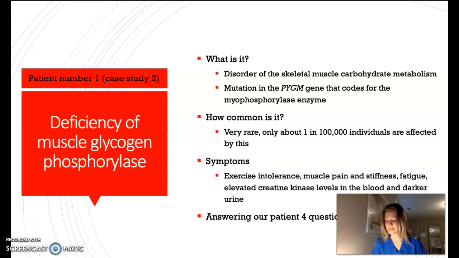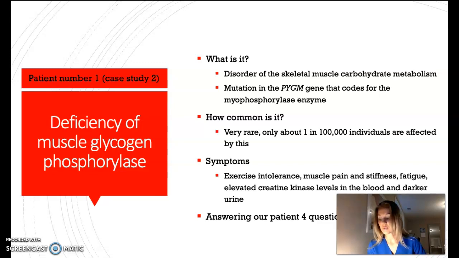The onset of symptoms typically begins in childhood, during the first 10 years of one's life. However, most individuals are not diagnosed until adolescence or their early adult years. Symptoms include exercise intolerance, muscle pain and stiffness, fatigue, elevated levels of creatine kinase in the blood, and darker colored urine. If an individual with GSD5 participates in uninterrupted intense exercise, symptoms of the disease will increase. However, if the exercise is stopped or intensity is reduced, the symptoms will decrease.